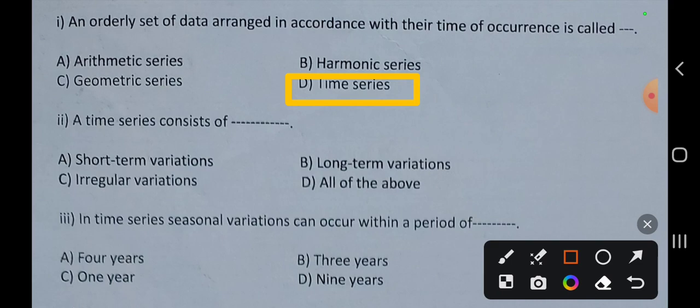A time series consists of short-term variations, long-term variations, irregular variations, all of the above. So we know what the components of time series are. The time series components are short-term variations, long-term variations, irregular variations, and also there is a trend. So therefore all of the above is the correct answer in this case.